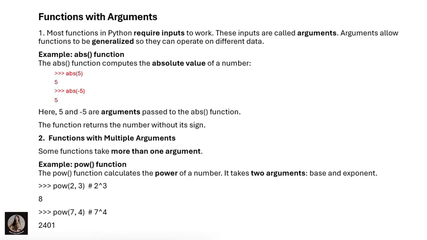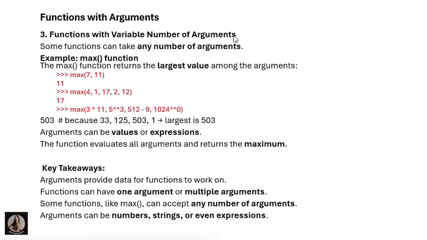Functions with a variable number of arguments. Some functions can take any number of arguments. In the previous examples I took one argument and two arguments, but I can take any number of arguments. Let us see with an example. The maximum function returns the largest value among the arguments. For example, maximum of 7 and 11. It will print 11 as the output because between these two, 11 is the maximum.